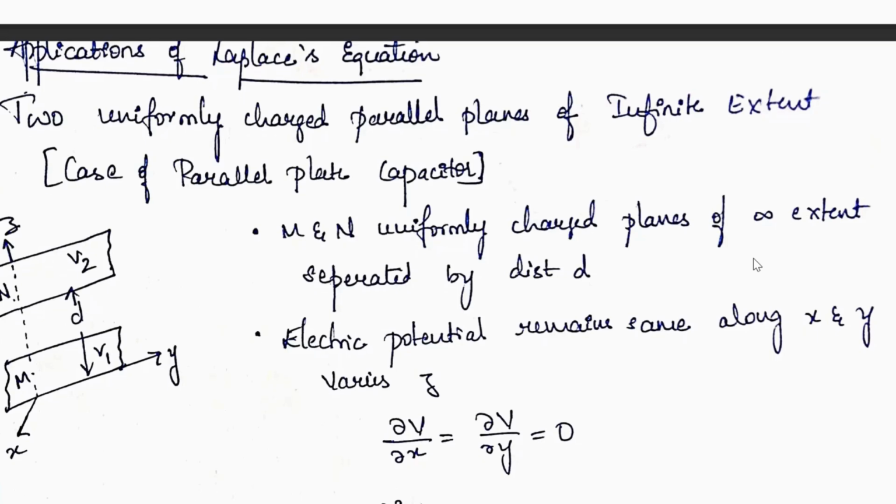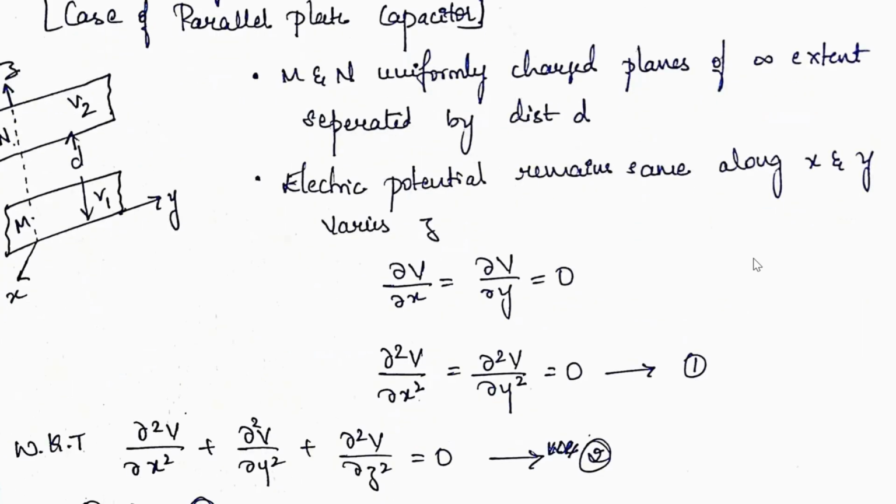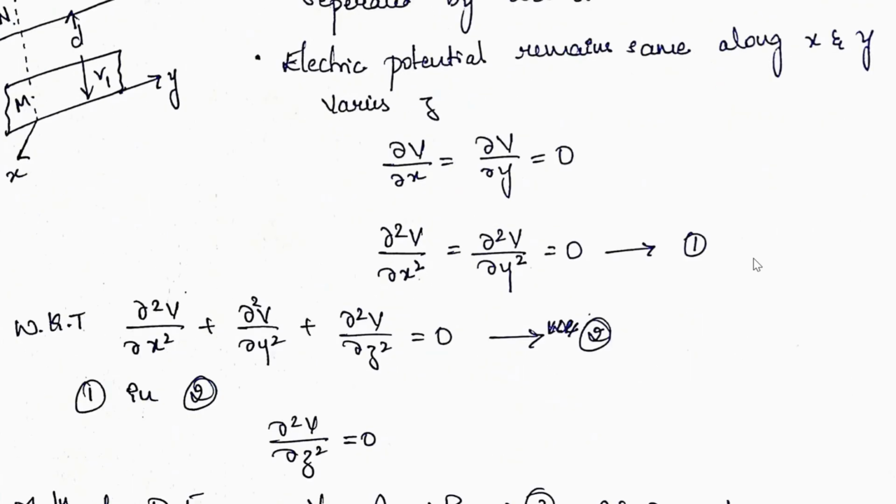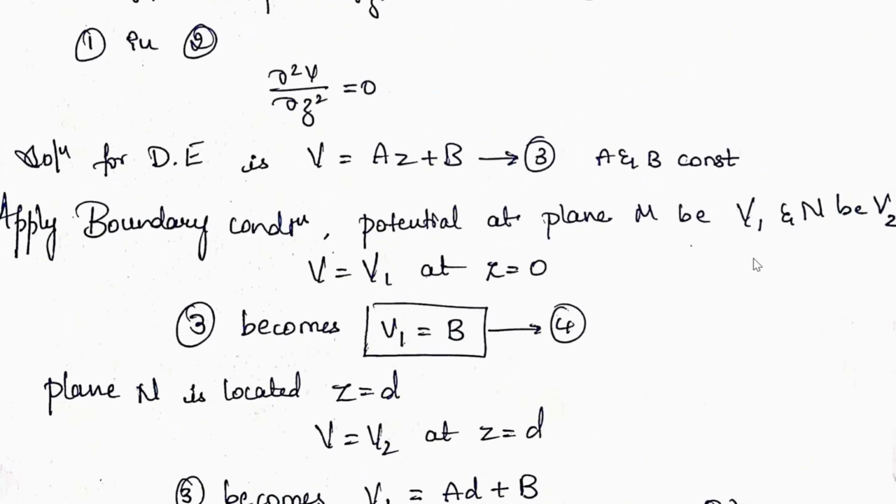So what we can say is dou V by dou x is equal to dou V by dou y, which is 0. Now dou square V by dou x square is equal to dou square V by dou y square, which is also 0. Consider that as equation 1. From the Cartesian form, write down the second equation and consider it as 2. Now put the first equation in the second equation. Those two terms become 0. We get only dou square V by dou z square is equal to 0. Now the solution of the differential equation is what? We know V is equal to Az plus B, where A and B are the constants.